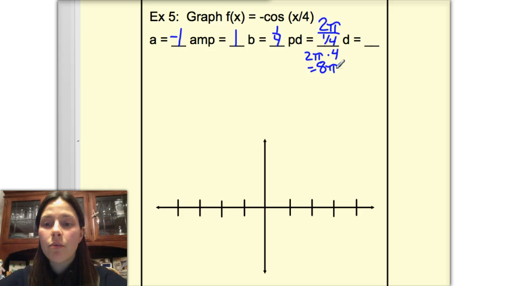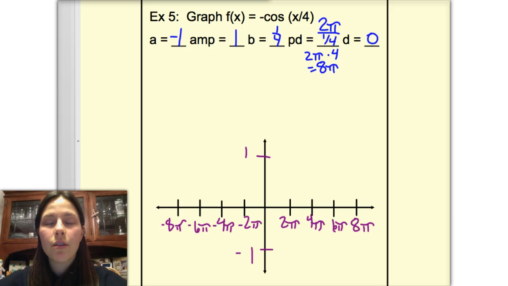And the d value, again, we're not adding or subtracting anything on this one, so we do not have a vertical shift. Scaling our axes, because our amplitude is 1 and there's no shift, our y-axis will be from -1 to 1, and our x-axis, we have that full rotation, or the period of 8 pi. So dividing that by 4, each of our markers will be 2 pi.